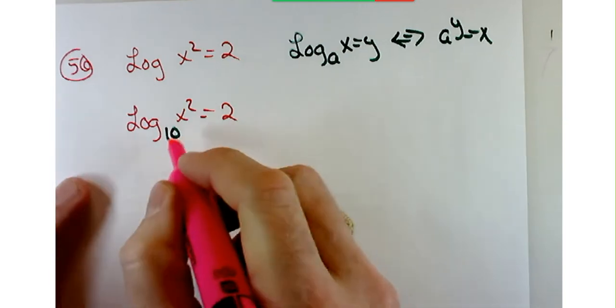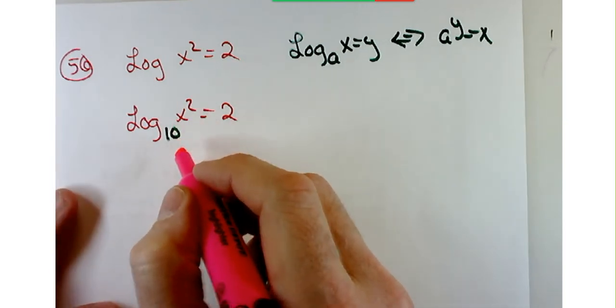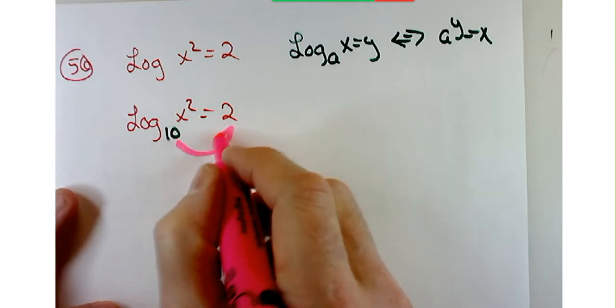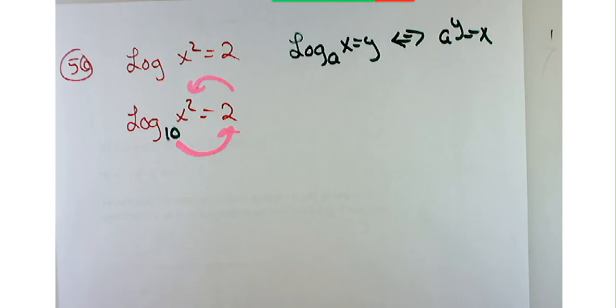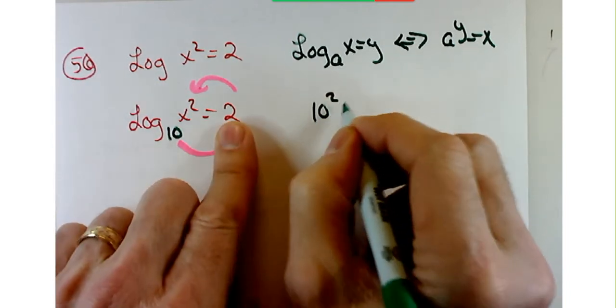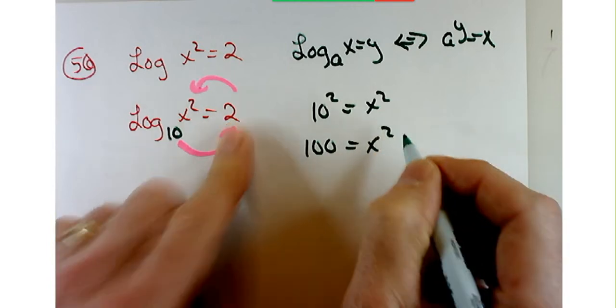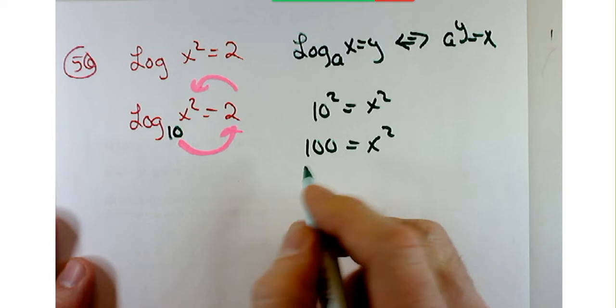So what would that be as an exponential equation? Would it be 10 squared equals x squared? Yep. 10 squared equals x squared. So 10 to the second power equals x squared. Or, better yet, 100 equals x squared. And here's the tricky part.